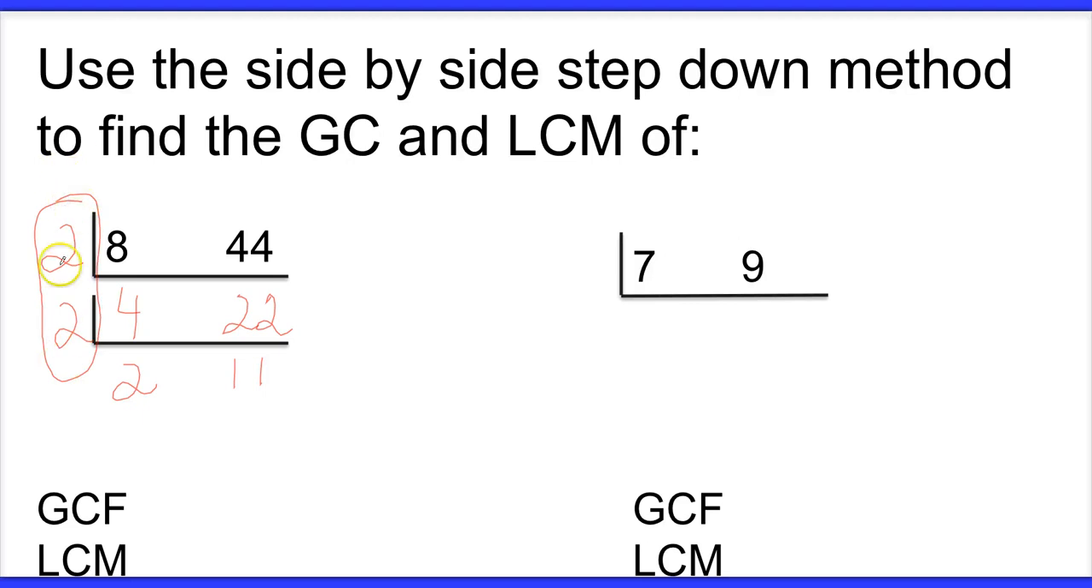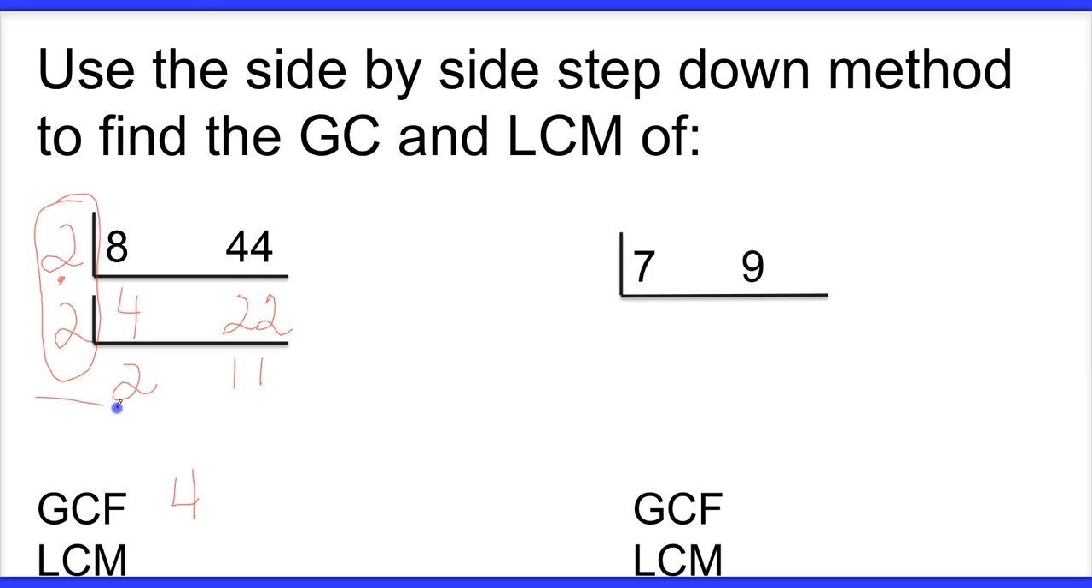The numbers on the outside going down vertically is going to be your greatest common factor. So I'm going to multiply 2 times 2. 2 times 2 is 4. So your greatest common factor for 8 and 44 is 4.